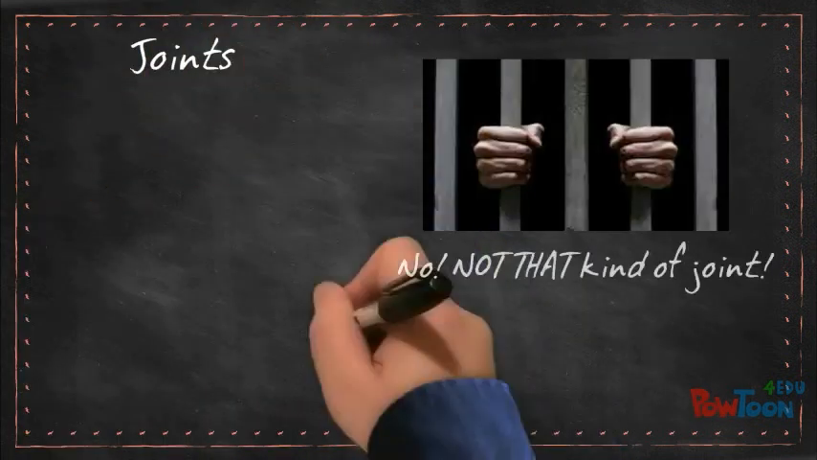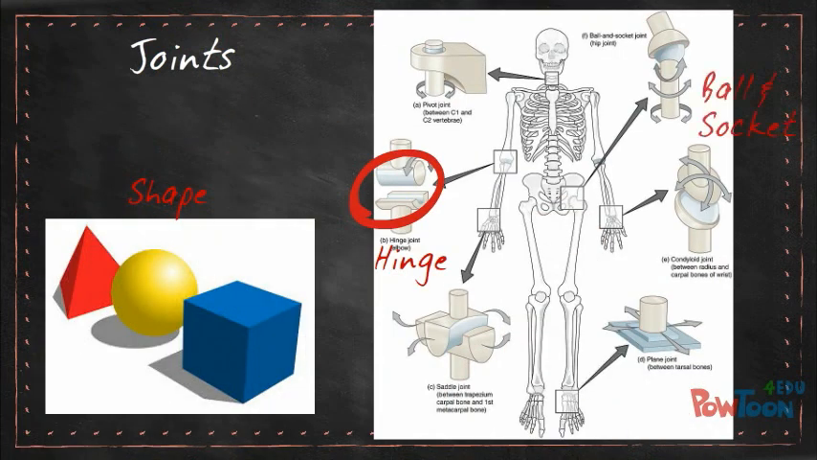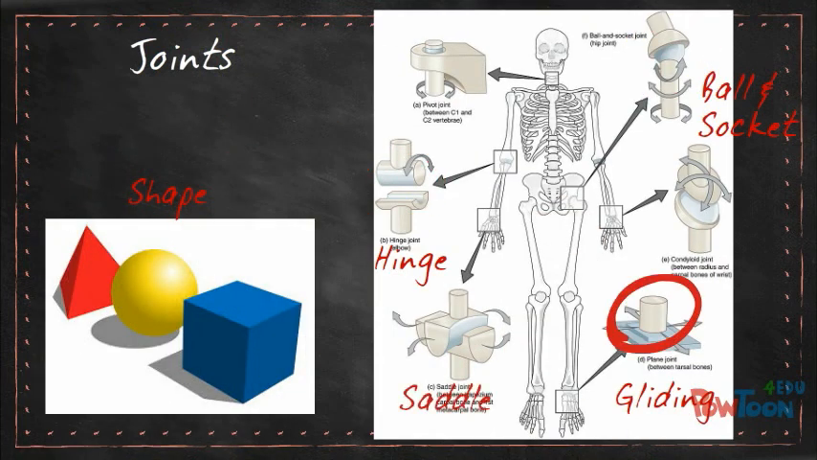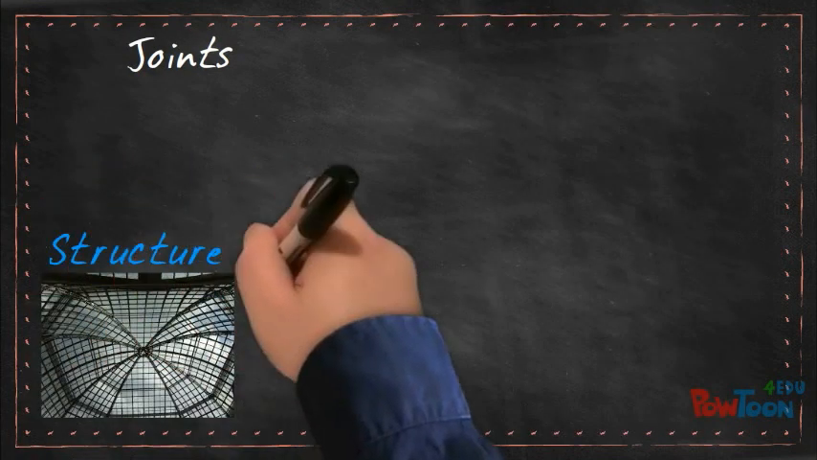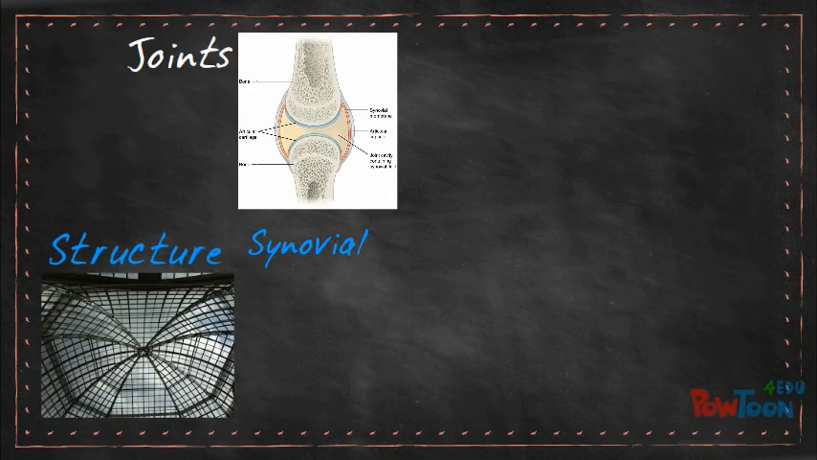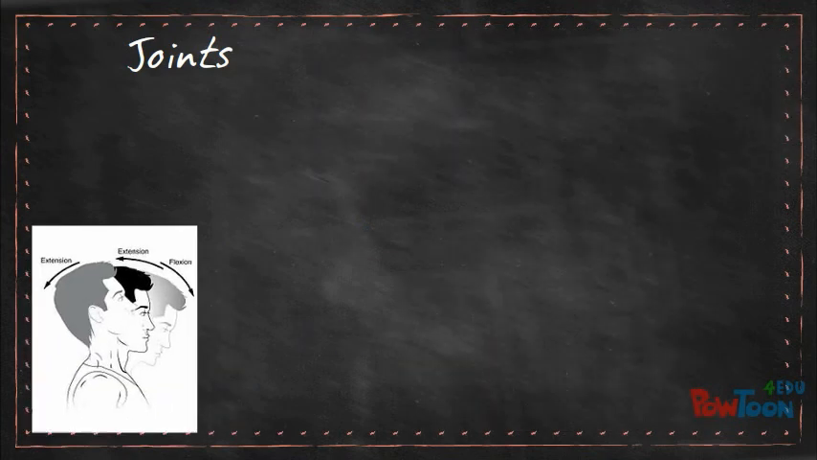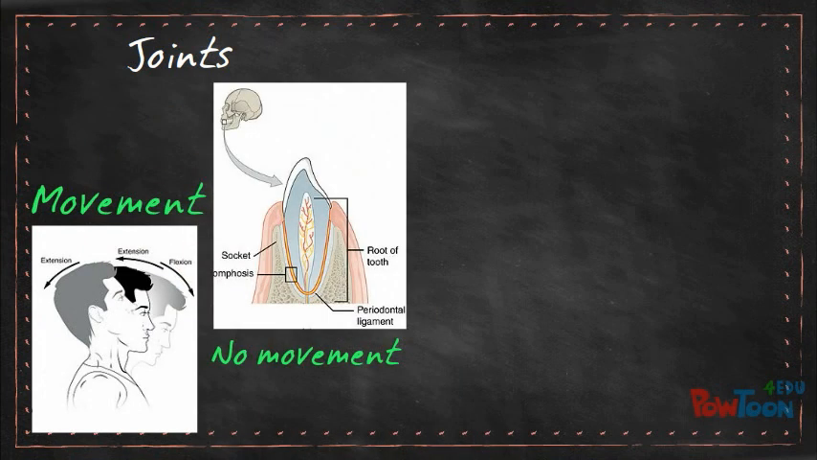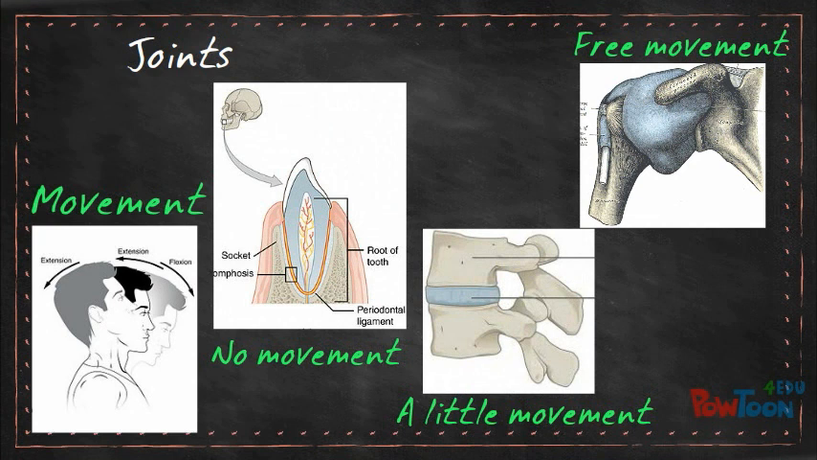The final part of the skeletal system to address are the joints. Joints vary in shape from hinge, ball and socket, gliding, saddle, and condyloid, vary in structure, including synovial, fibrous, and cartilaginous joints, and also by how much movement they allow: none, a small amount, or completely free movement.